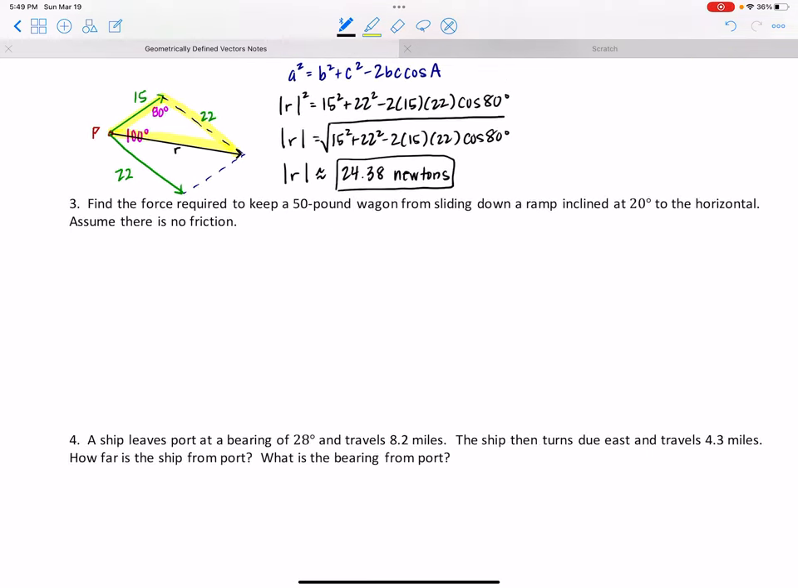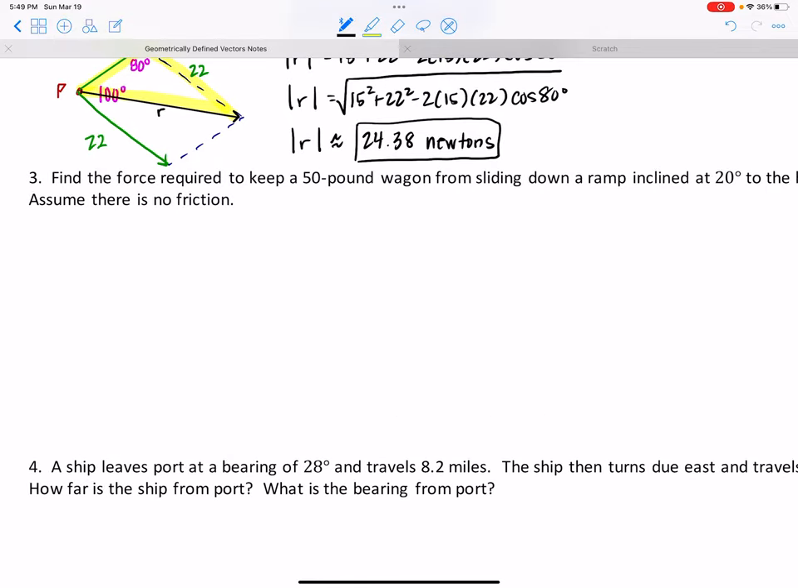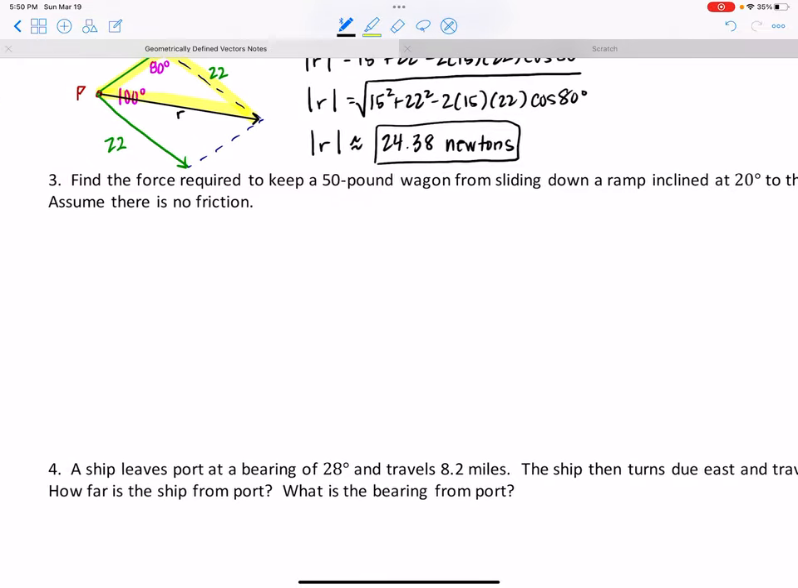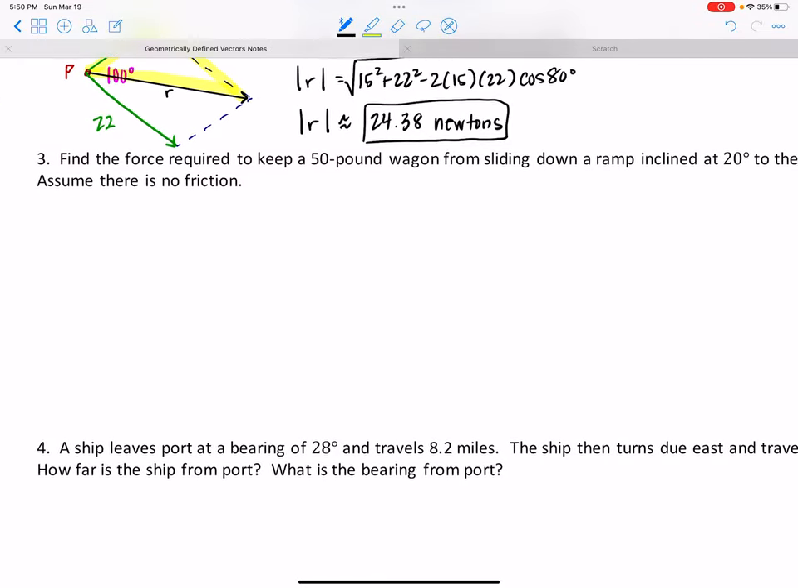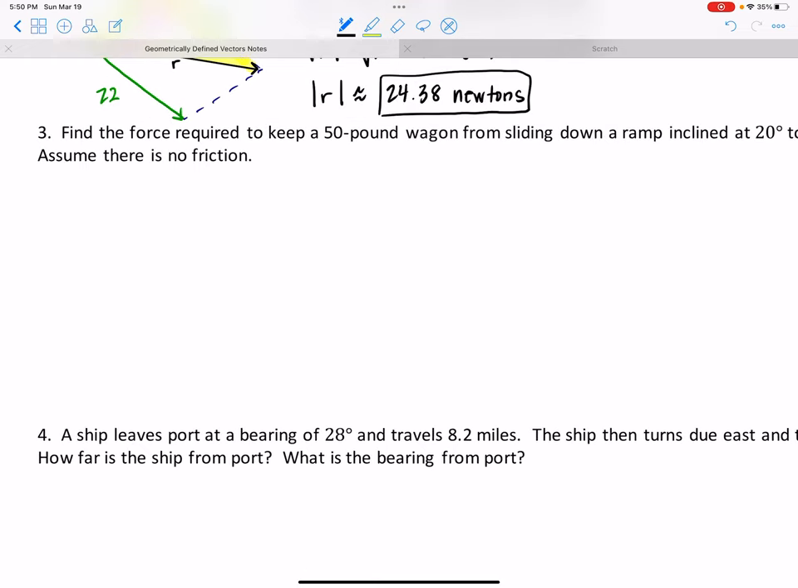All right, this next one gets a little tricky, so let's see. We can also use vectors to find force. So we were using it to find force in the other pictures, but a little different in this one. Let me show you. So we're going to try to find the force required to keep a 50-pound wagon from sliding down a ramp inclined at 20 degrees to the horizontal. And we're going to assume there's no friction here because you need a little bit more science to solve in that case. So find the force required to keep a 50-pound wagon from sliding down a ramp that is inclined at 20 degrees to the horizontal.